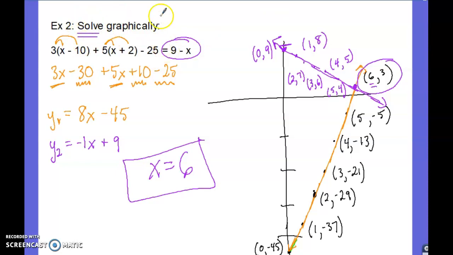And why do we teach you this? So what if we make this problem really, really difficult? You have another way of finding the answer. You can also check your work using this.